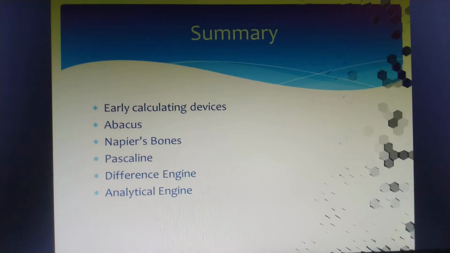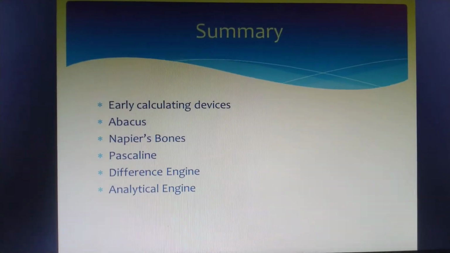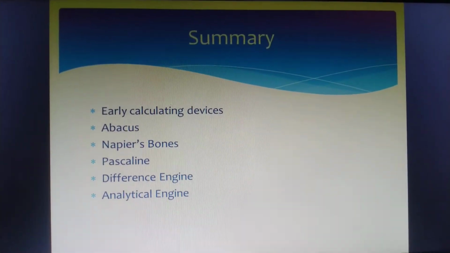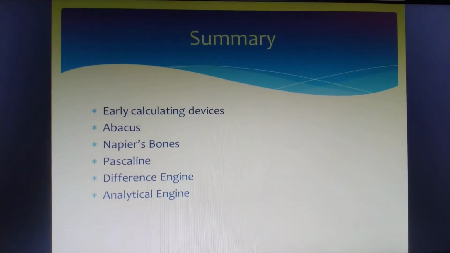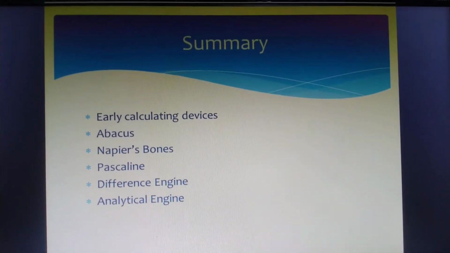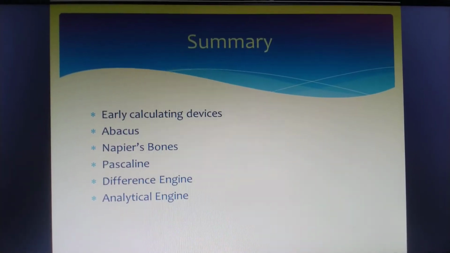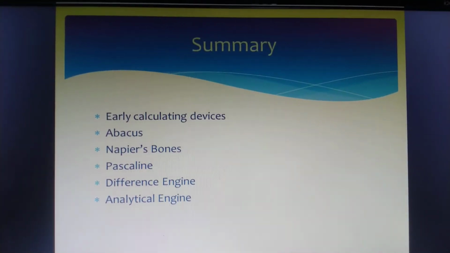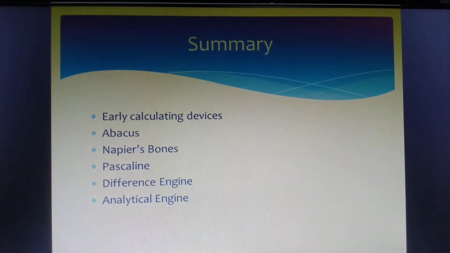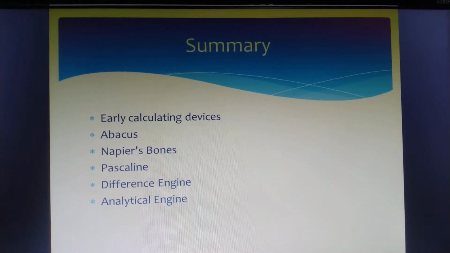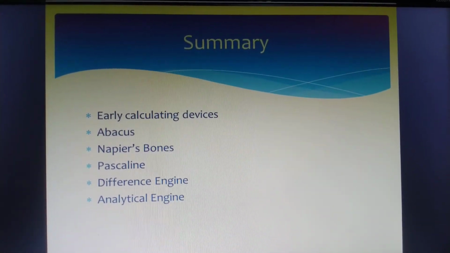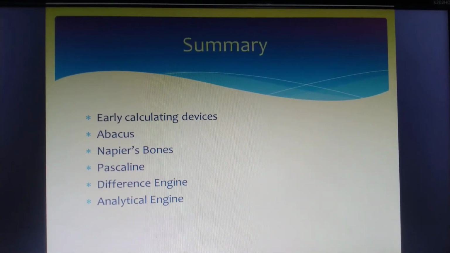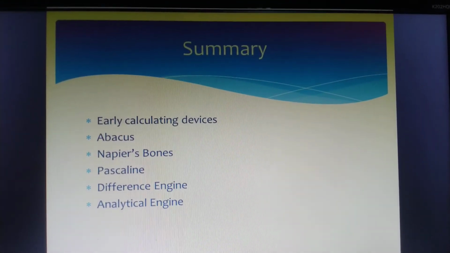Now, shall we summarize today's lesson? We only studied a small portion of the first lesson, the history of computers, and we discussed the early calculating devices. Which were the devices? The first one, the abacus, which is very familiar to you. Then Napier's bones, Pascaline, difference engine, and analytical engine. Hope you understood.